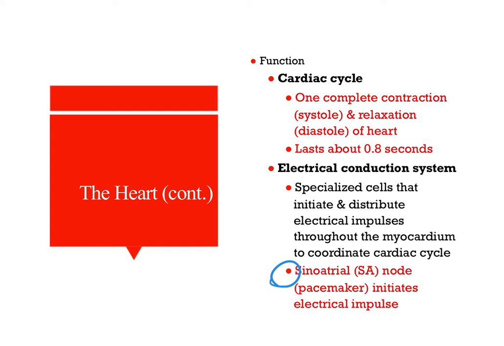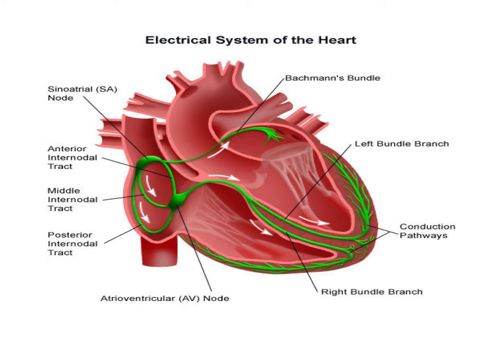Okay? Now I'm going to, hold on. Here we go. So here is our SA node, okay? So the SA node starts the electrical impulse, and that electrical impulse basically comes down here, and we call this the AV node. You do not have to know this term necessarily. You do need to know the SA node, okay?